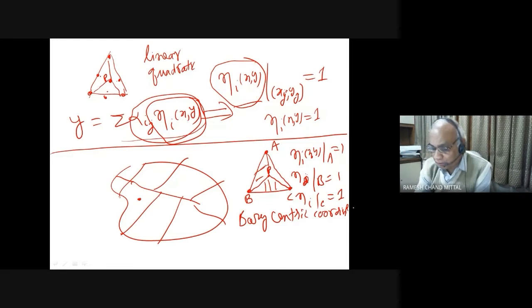The beauty of this is that if P goes to A, it becomes automatically 1, because both areas coincide. Otherwise there will be three triangles, and the ratio of the area of each triangle divided by the total area of the triangle will give you the value at that point.